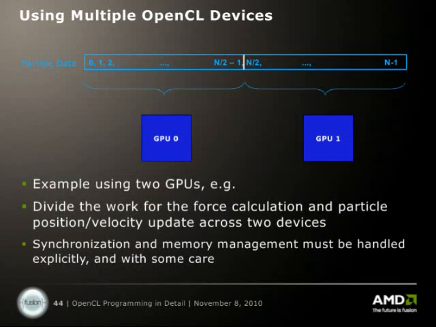Okay, so now what I'd like to do is discuss how one would modify this code to support multiple devices. In this case, I'm simply going to assume that we'd like to execute the code on 2 GPUs as a simple example. The approach here is going to be very simple. What we want to do is divide up the work for the force calculation and the updating of particle position and velocity between the 2 GPUs. So basically, we're going to have one GPU responsible for 1/2 of the particles.